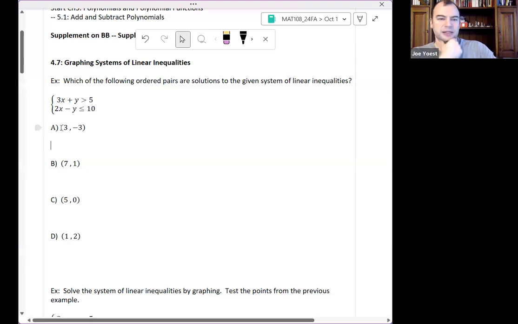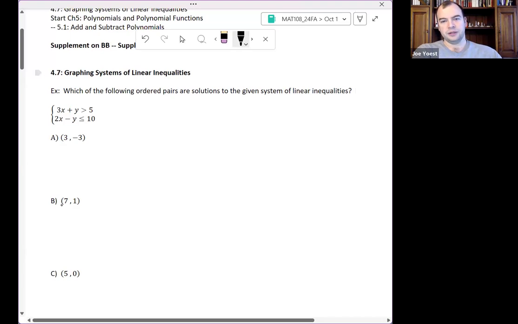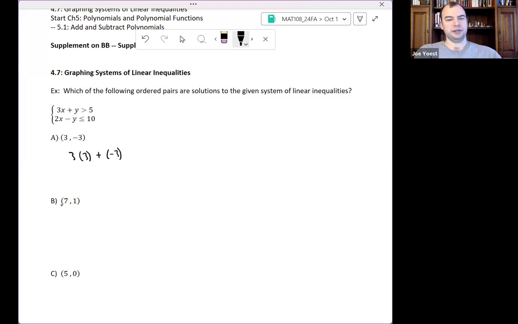Okay, so let's check each of these 4 different points and see whether they're solutions to this system of inequalities. Probably I will need a little more room than I gave myself here. Okay, so for 3 comma negative 3, is it true that 3 times 3 plus negative 3 is bigger than 5? We have 9 minus 3 is 6, bigger than 5. That is true. This satisfies the first inequality.